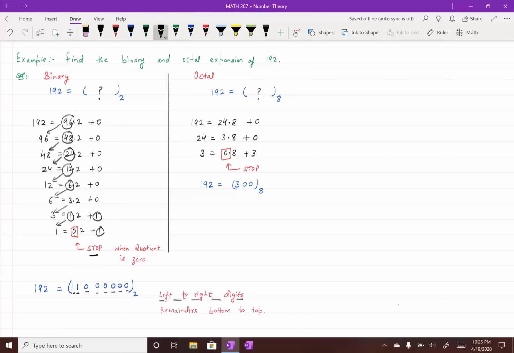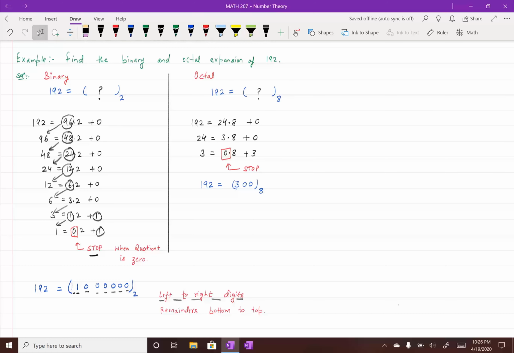Okay, so you can apply the division rule. You can write any given integer in the form of quotient times the base plus some remainder, and you have to apply your division rule successively till the time your quotient becomes 0. Once your quotient becomes 0, you stop there and you collect all the remainders from bottom to top and write them in your expansion from left to right. Okay, so the binary representation of 192 is 11000000.